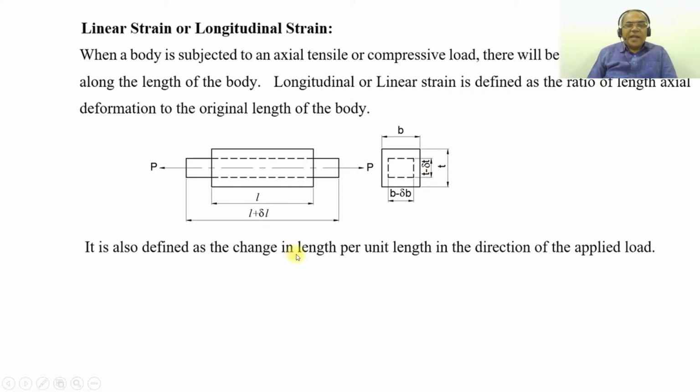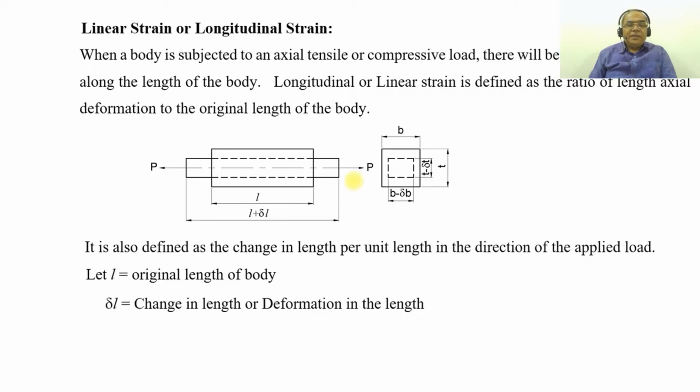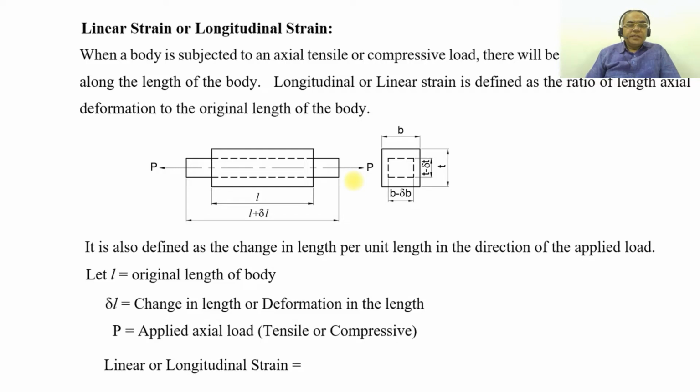It is also defined as the change in length per unit length in the direction of the applied load. So which is the direction of the applied load? The direction of the applied load is along the length of the member. Therefore, the deformation will take place along the length of the member, giving L plus delta L. Let L be the original length of the body, delta L the change in length or deformation in the length, and P the axial load, which can be either tensile or compressive. In this particular case, we have taken the tensile.